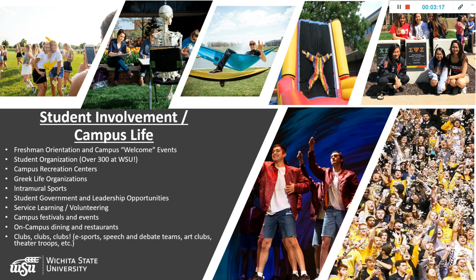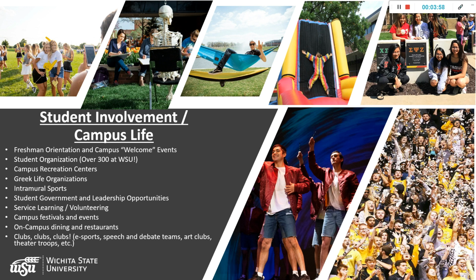So let's start with student involvement in campus life. Under this bucket of student services, you'll find a lot of things such as your freshman orientation and your campus welcome events. We call it Welcome Fest at our university at Wichita State. You'll find a lot of student organizations. Wichita State alone has over 300 student organizations on campus. You'll find a lot of campus recreation centers run under student involvement, Greek life opportunities, intramural sports, student government and other leadership opportunities, service learning, volunteering, campus festivals and events, and on-campus dining and restaurants.